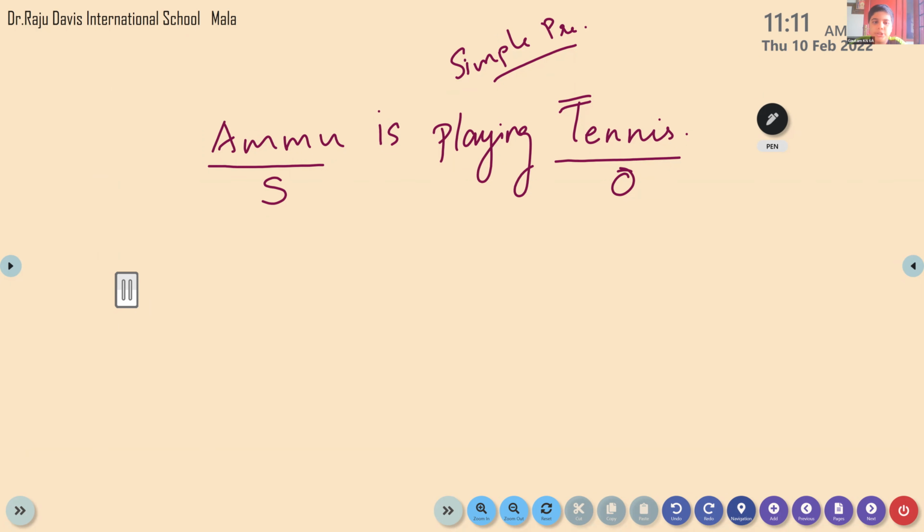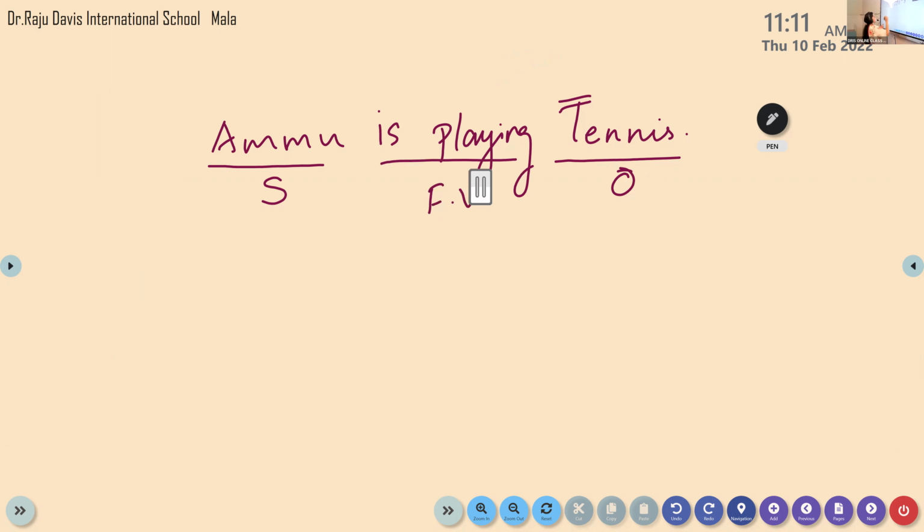Check the verb of the sentence. Identify the subject, identify the object, then identify the finite verb. If the finite verb is there, you can change that sentence from active to passive. If the sentence is written with be plus past participle form, there you have to do the reverse, that means change the sentence from passive voice to active voice. So here, check the finite verb. What is the finite verb here? Is playing is the finite verb.